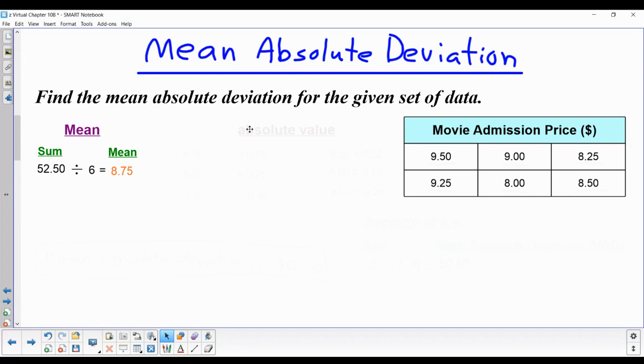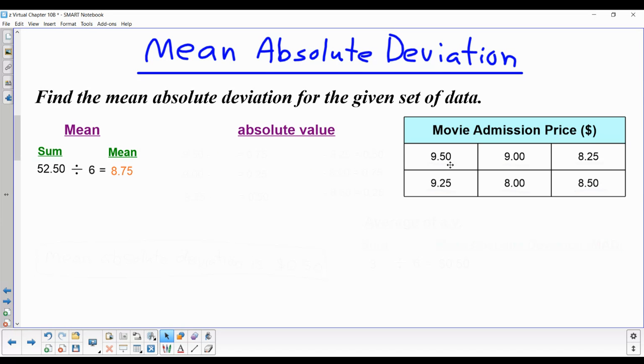The next step we're going to do is called the absolute value. It's called that because it's distance, really, and distance is always positive. In essence, we're going to find the absolute value of the distance, because distance has to be positive, between the $8.75 and each of the pieces of data. That's a lot easier than it sounds. The only thing you really have to do is subtract them and just put the bigger number first.